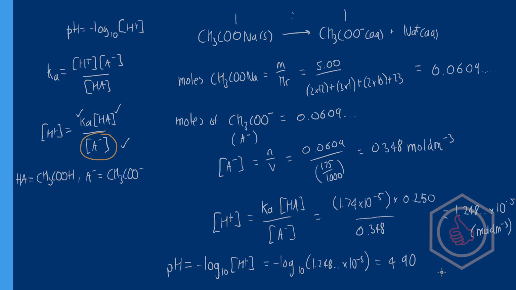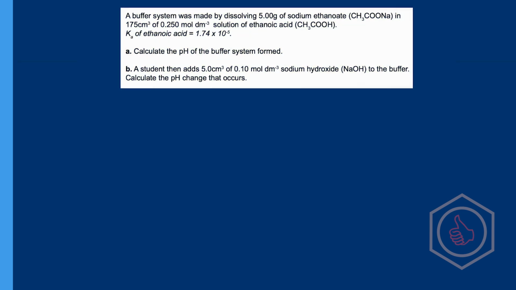Now on to part B. A student then adds 5 centimeters cubed of 0.1 mole per decimeter cubed sodium hydroxide to the buffer. Calculate the pH change that occurs. Well, to answer this part of the question, we should remind ourselves what actually is happening in a weak acid buffer system. We've got an equilibrium established between HA, the weak acid, H plus ions, and A minus ions, the conjugate base of the weak acid.